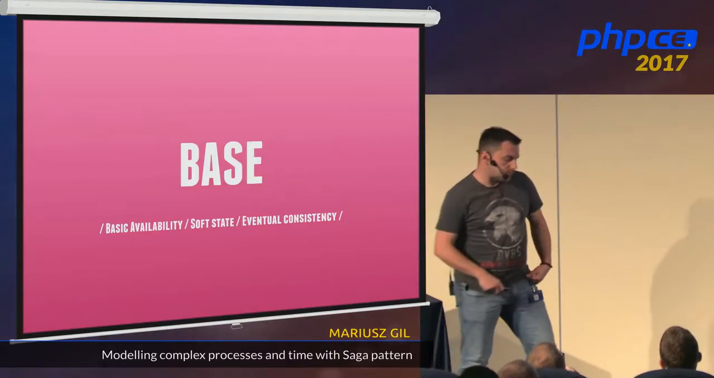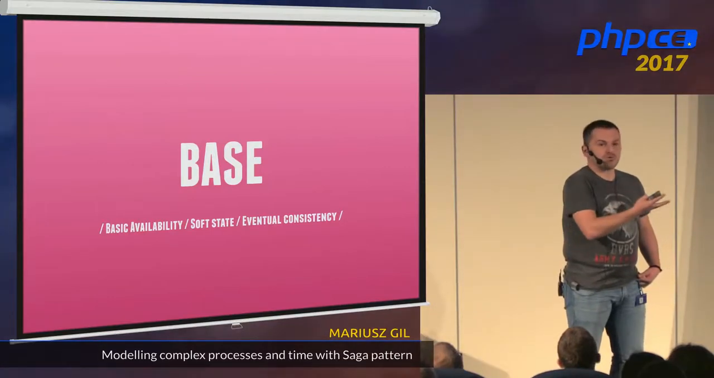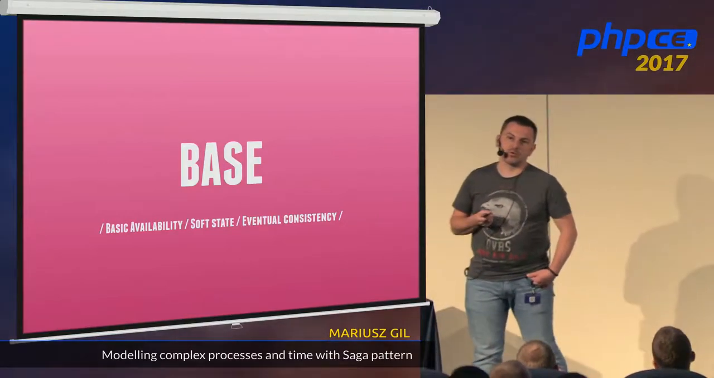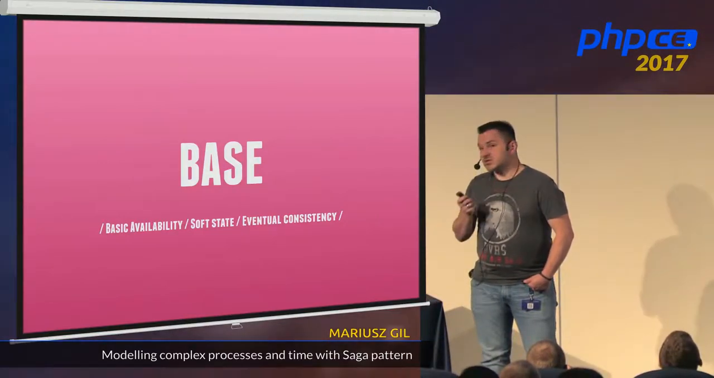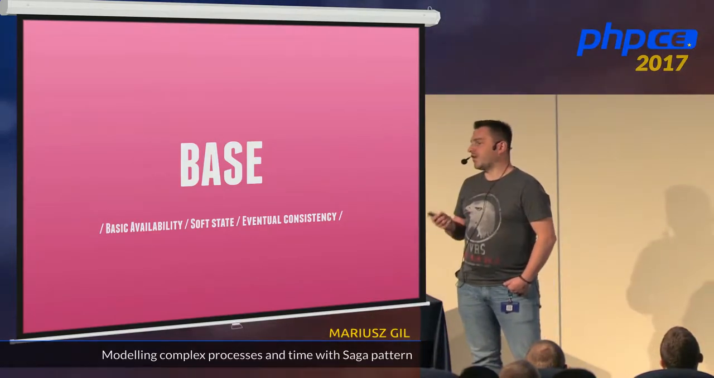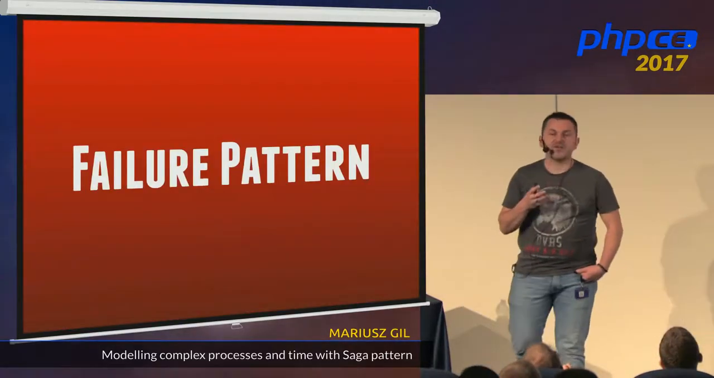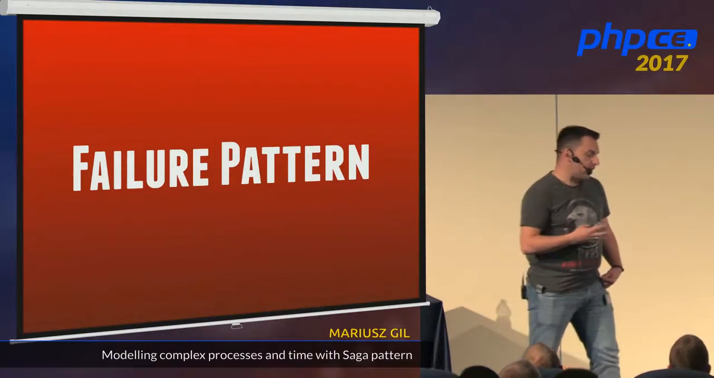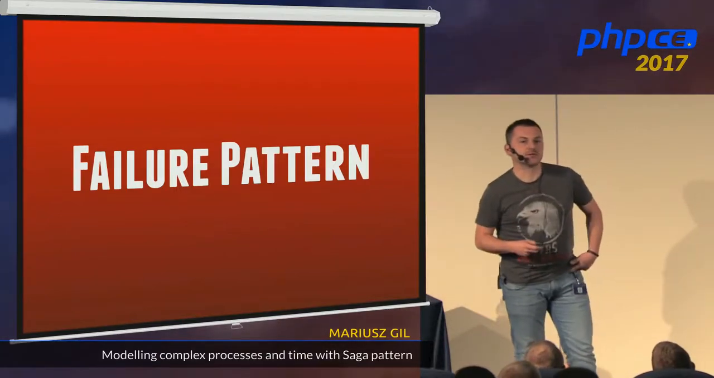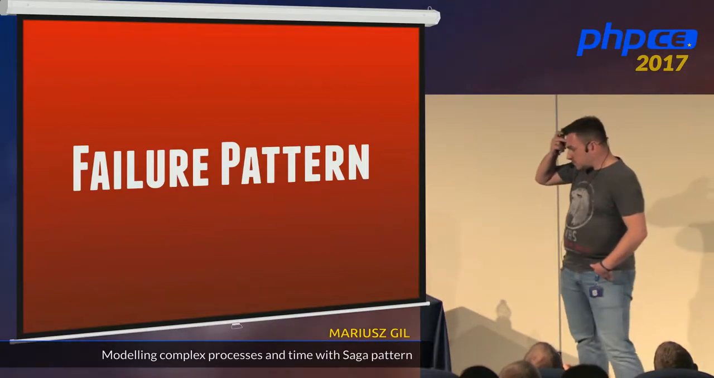So you should consider whether your distributed software can work with this model, or maybe you should implement your application in a completely different way. So the Saga pattern is not for modeling processes, it's a failure pattern. And this is the whole definition of Saga. It's a failure pattern which offers you a way to perform compensation steps if you would like to roll back your long-running business transaction across multiple systems.